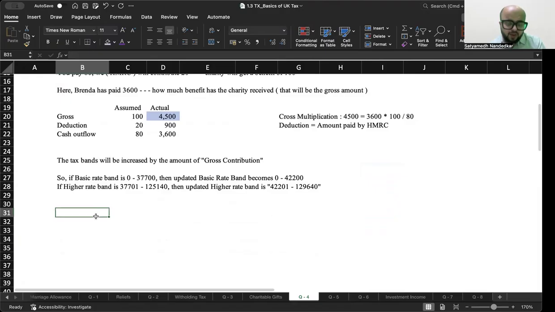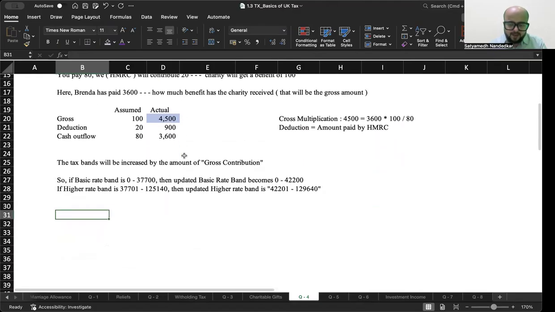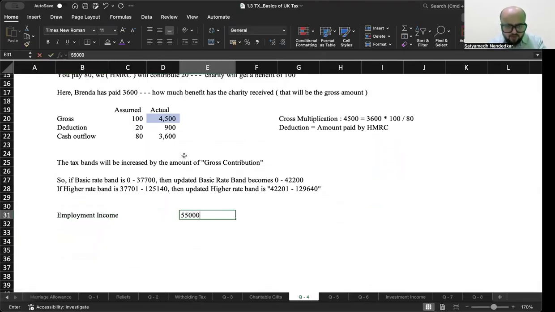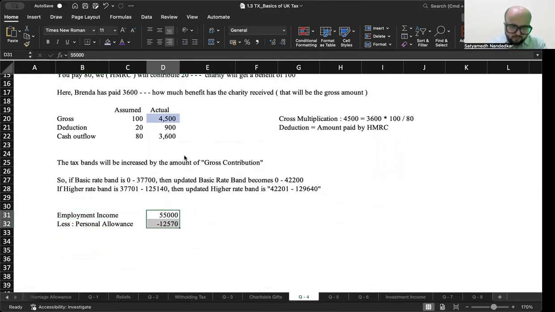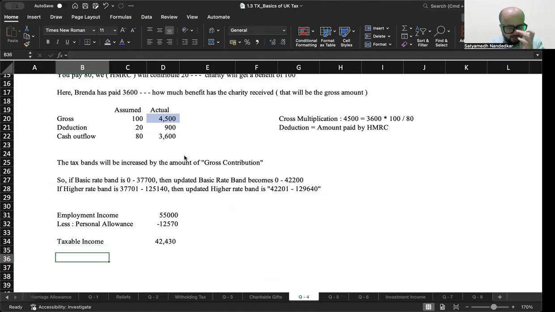Okay, so how will I calculate the tax liability? Employment income of 55,000 pounds, less personal allowance 12,570. This will give me my taxable income, which is 42,430. Now my updated basic rate band is 42,200.